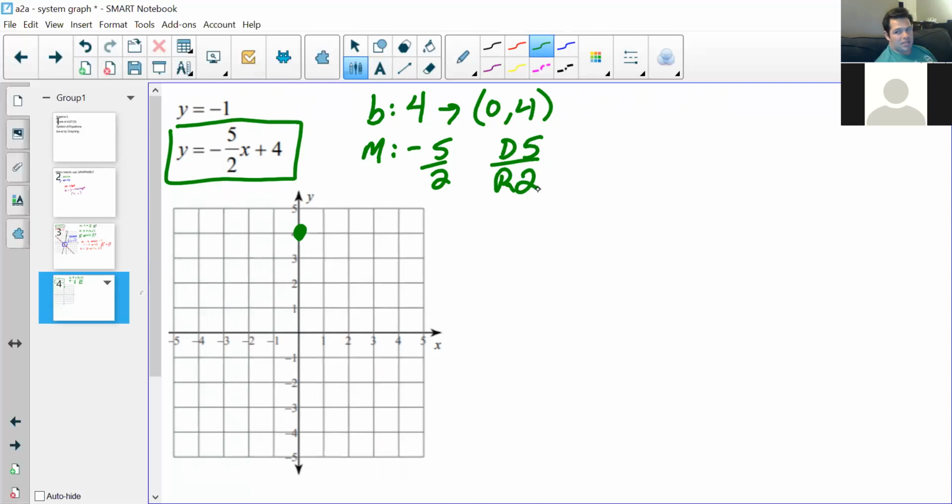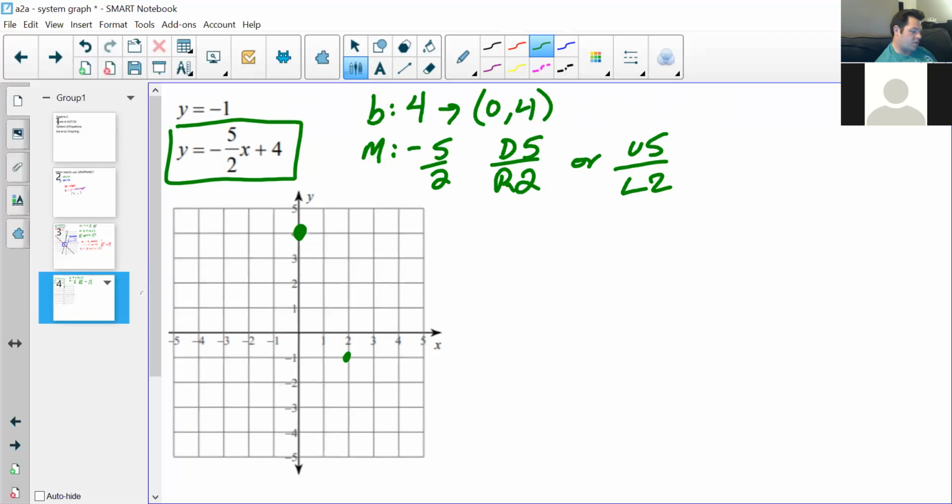Now it's possible in this situation, although you could see that we're going to go off the graph here, that if we had to, we could do the opposite of that. So we could go up 5 and to the left 2. But we're not going to do that in this case because we're going to run out of room. So we go down 5 and to the right 2. 1, 2, 3, 4, 5. 1, 2.